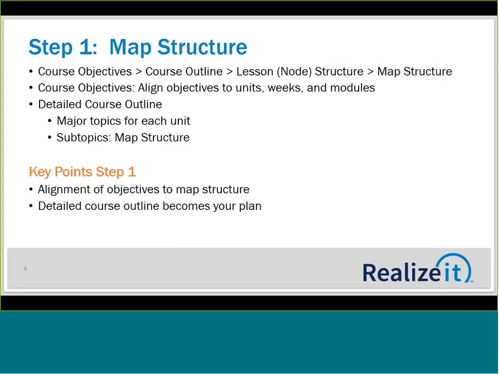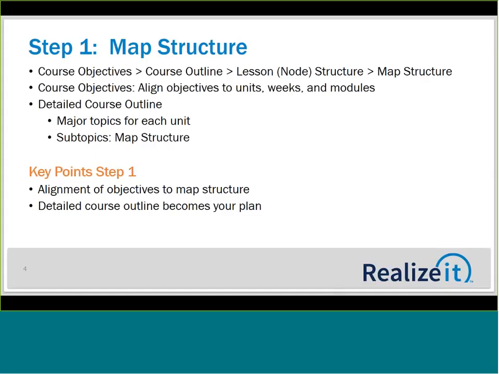Course objectives and course outline actually become the lesson or node structure. Lesson and node are the same word, which actually then drives the map structure. What do I mean by that? You take the course objectives and you align the objectives to your units, weeks, or modules, just like you would in a non-adaptive course if you were building it. Then you also need a detailed course outline, which you may already have. The major topics for each unit need to be specified, and the subtopics need to be specified.